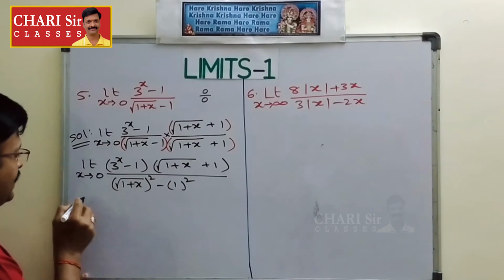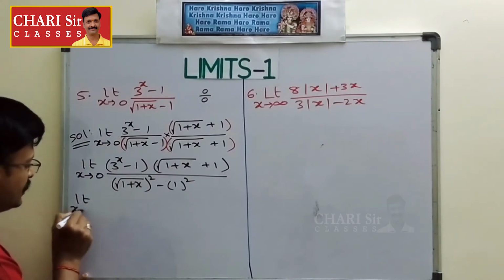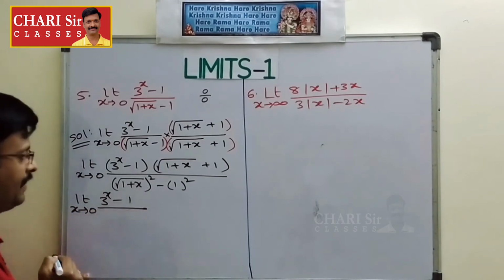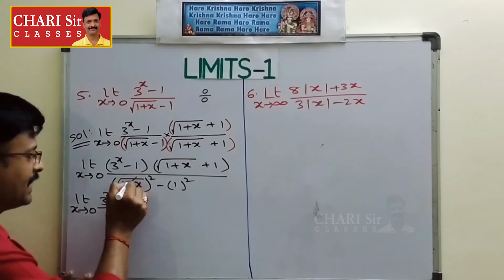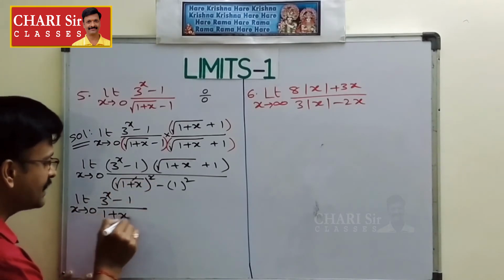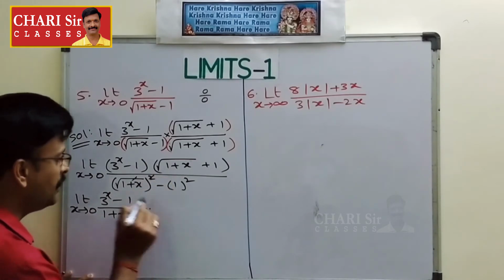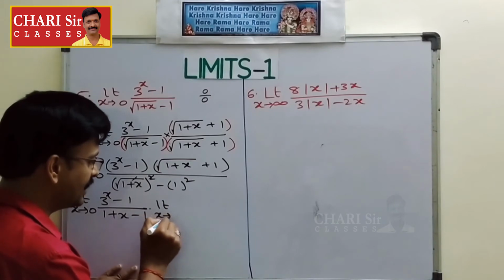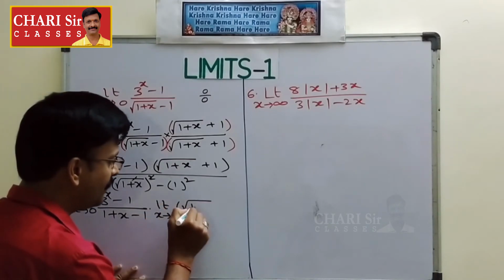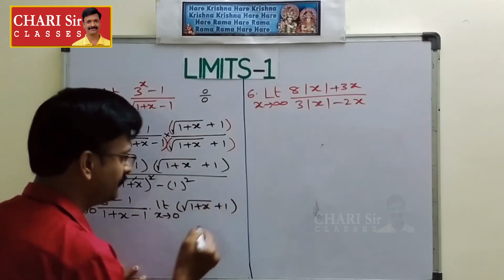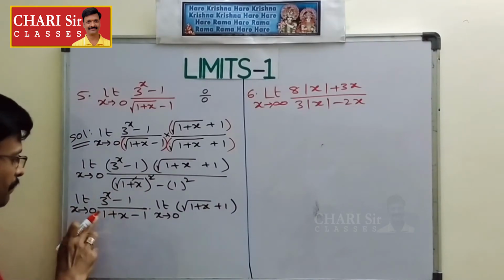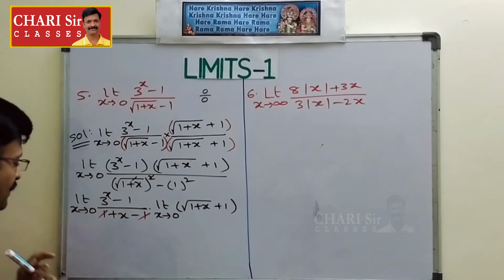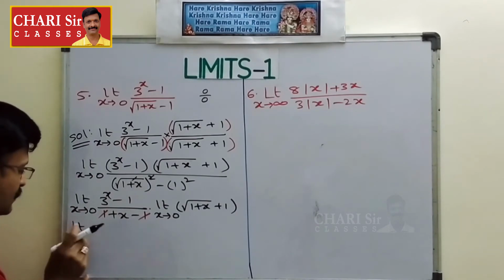Now we can write here limit x tends to 0, 3 to the power of x minus 1 by, here root and square will get cancelled, so that is 1 plus x minus 1, into whatever the other term, for this separately we will write the limit. Limit x tends to 0 of root of 1 plus x plus 1. Now we can see that here positive 1 and negative 1 will get cancelled. So what is the remaining now? Limit x tends to 0.